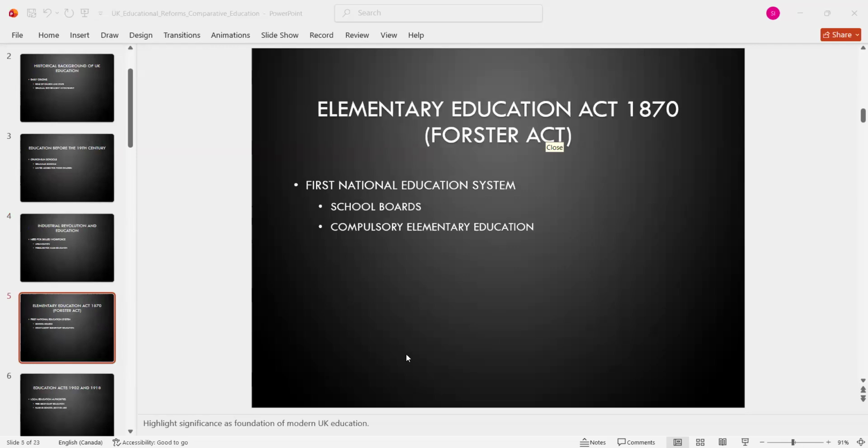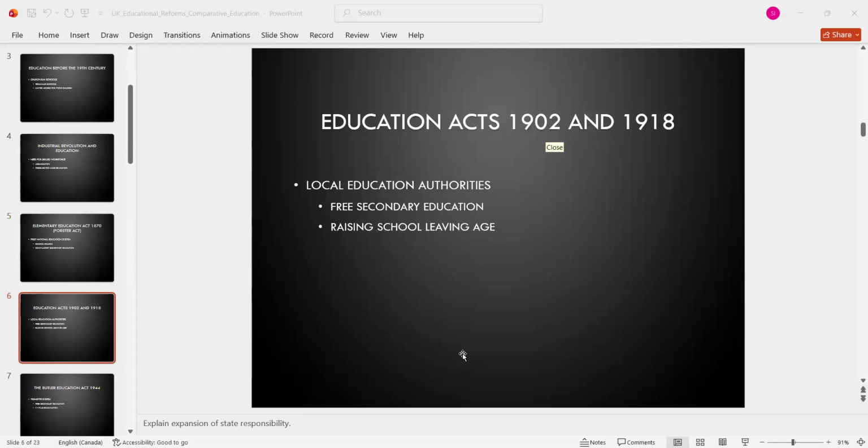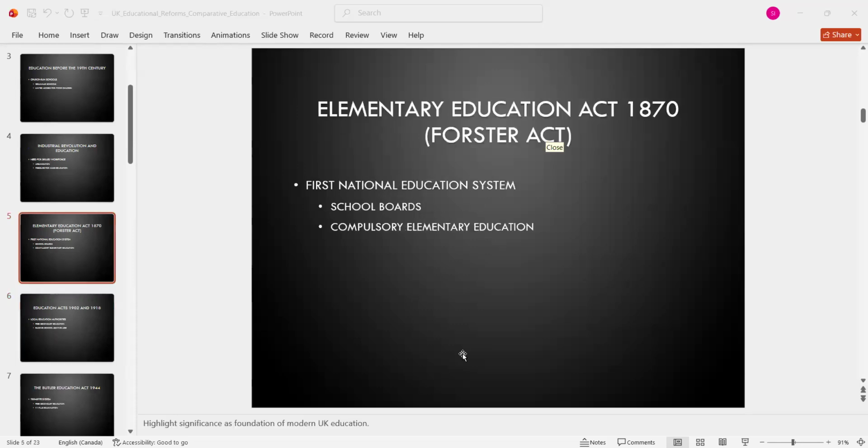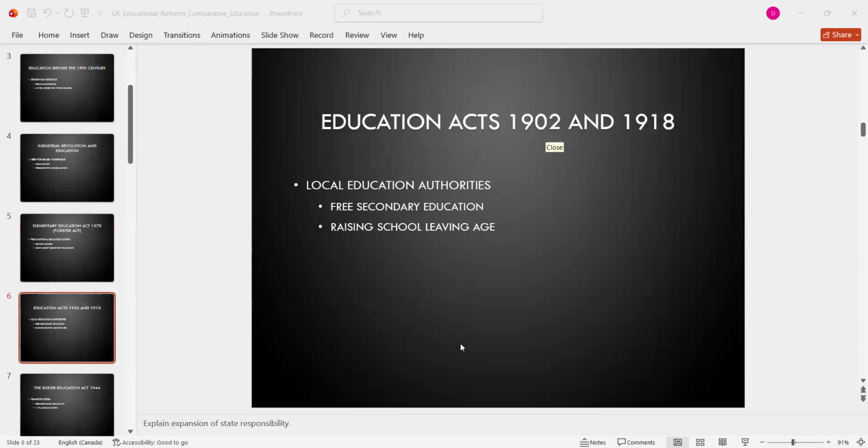The Elementary Education Act 1870, the Forster Act, created the first national education system, with school boards and compulsory elementary education. Everywhere elementary education is compulsory; we have learned many countries, and in each country elementary education is compulsory. And the Education Act 1902: the first act was in 1870s, see the gap. The second is 1902 and then 1918.